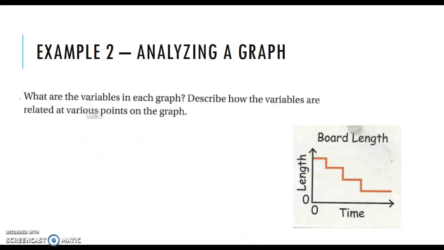So here is another one. What are the variables in each graph, and describe how the variables are related at various points on the graph. So our variables are length and time. And with this one, the length is constant until we make a cut, and it's going to be an instantaneous cut.